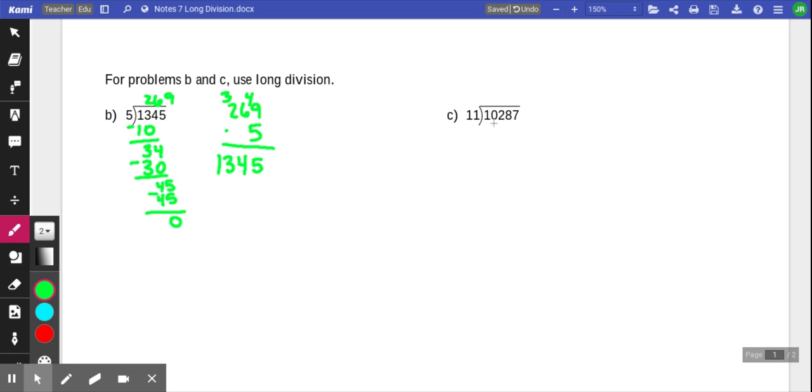Okay. Let's look at one more example of long division with numbers. In this case, we had a remainder of 0. In this case, we're going to see that we're going to come up with a remainder. We're going to talk about what that remainder actually means.